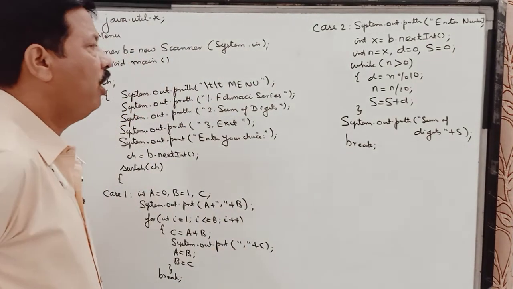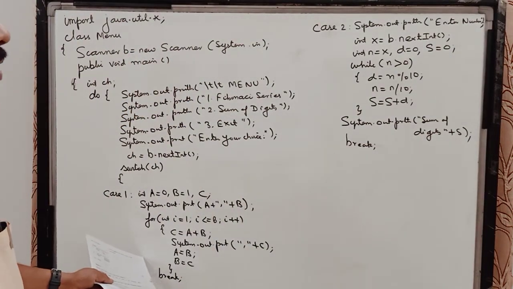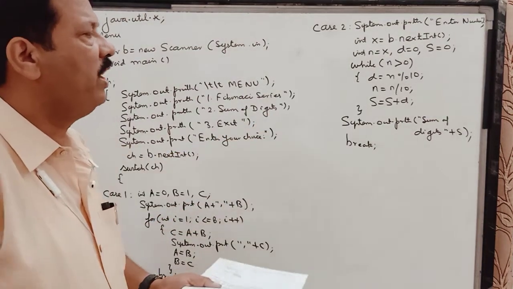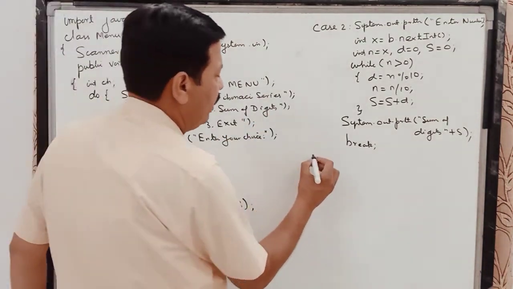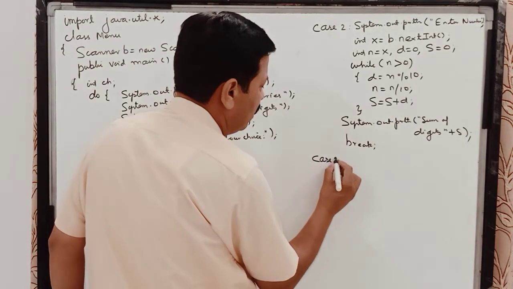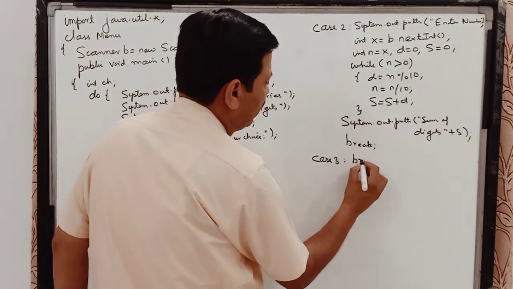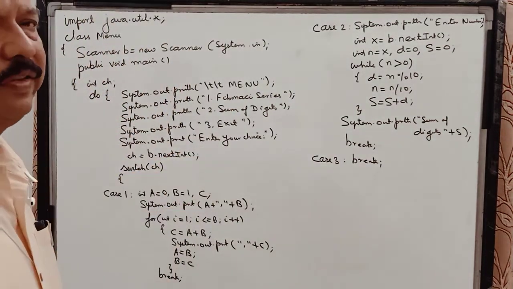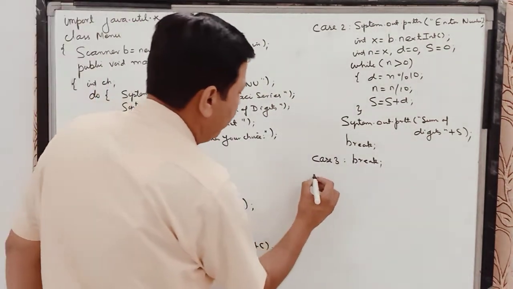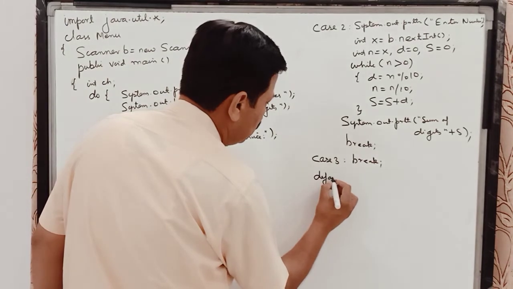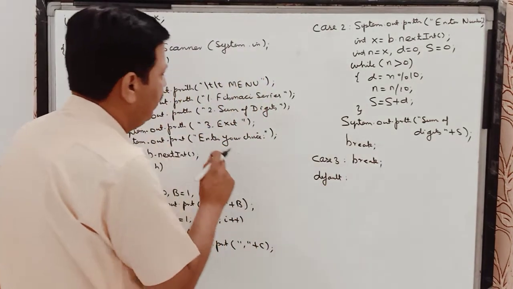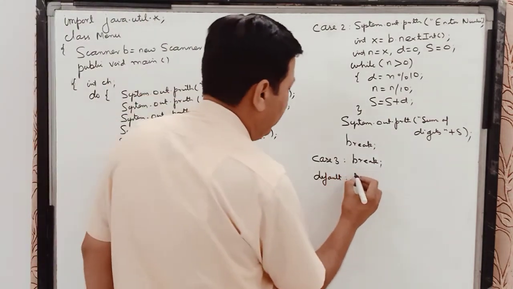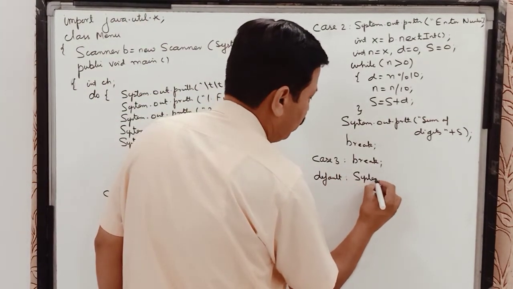So if my choice is 1, this program gets executed, case 1 gets executed. If my choice is 2, case 2 gets executed, and in case 3, I am just writing a break statement. So if my choice is 3, that is to exit, it is going to break, and in default means when the user enters other than 1, 2, 3. So I print here a message which is also given in the question.